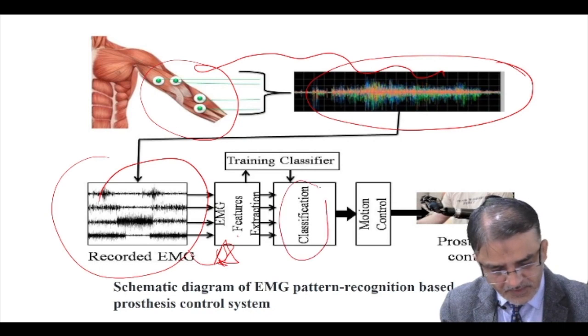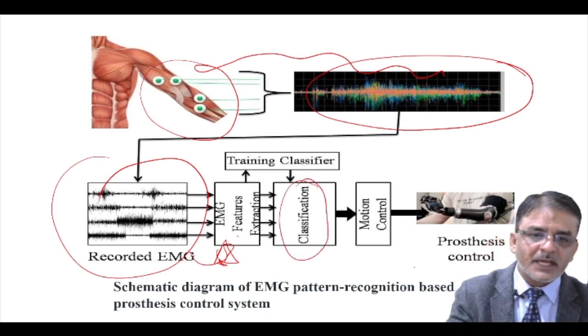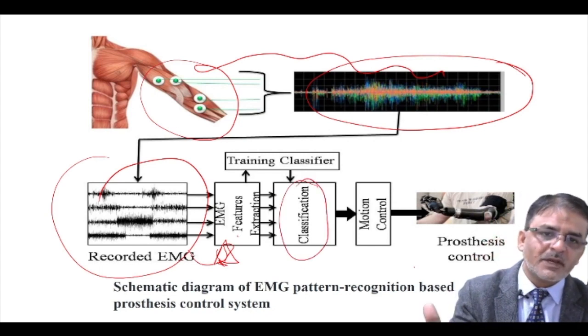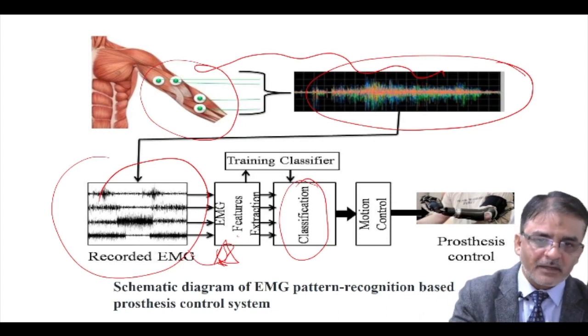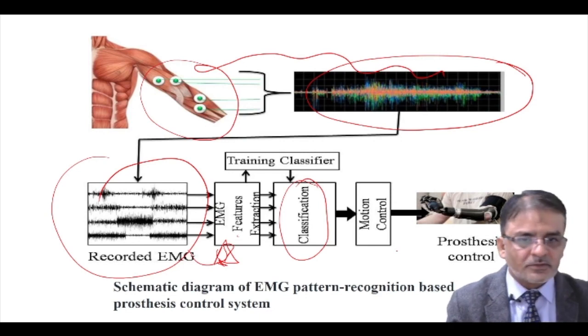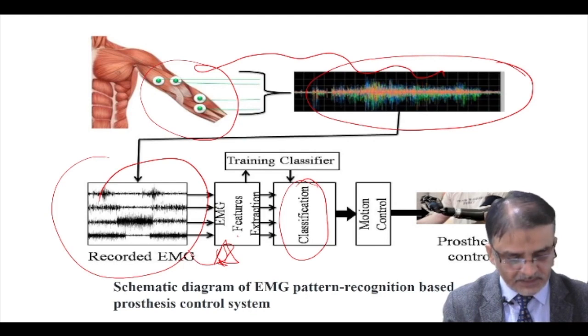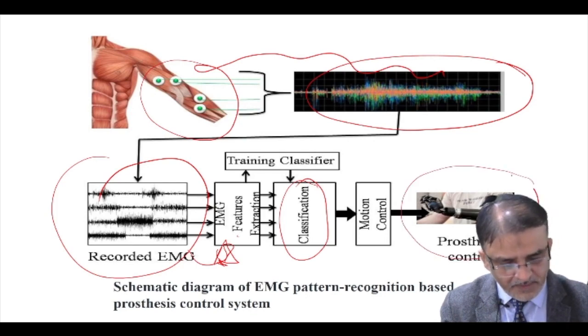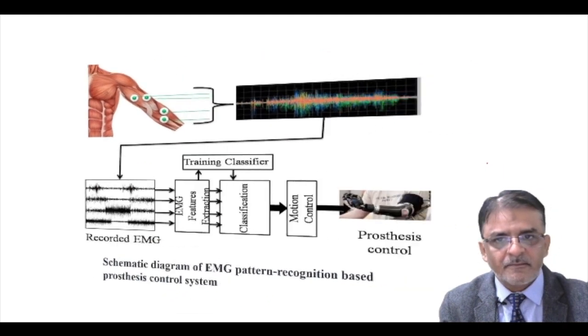Then we classify as per the actions, depending on whether one of the features or the combination of the features gives a particular pattern, whether it is gripping, elbow motion, flexion of the wrist, or radial ulnar deviation. So we can classify accordingly. So these things help us in developing the prosthetic device.